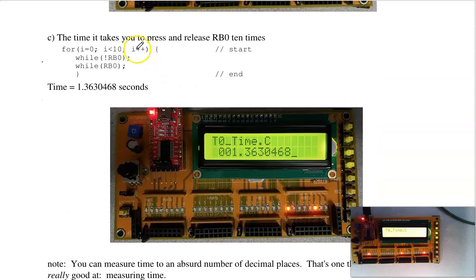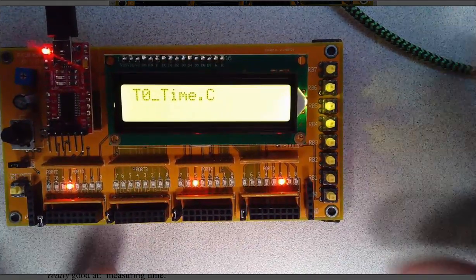Let's go again. How long does it take to hit a button 10 times? So I'll wait till I hit RB0, record the start time. Wait until I hit the button 10 times, record the ending time, take the difference in time. That's how long it takes to hit the button 10 times.